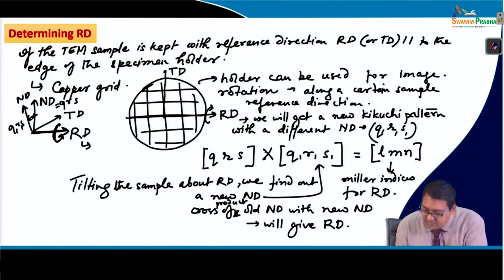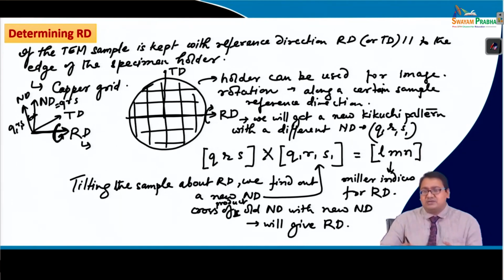But you see that it is not practical to determine RD like this for every electron incident beam position and then go to the next point for rastering and do the same tilting. It's a very tedious process. So, one has to find out RD without rotating the sample and using a single Kikuchi pattern, right. So, let us try to understand how we can determine RD from a single Kikuchi pattern.